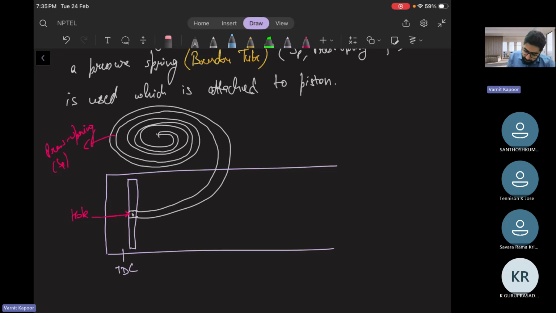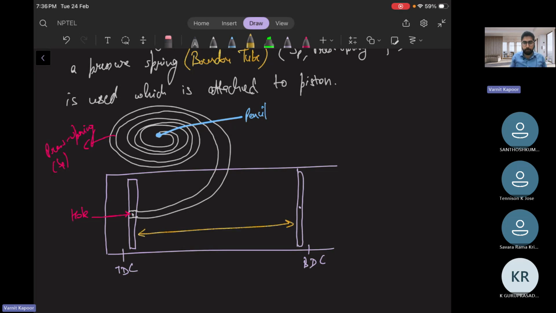Okay, there is a pencil attached here, which is in front of a white sheet or something, which will help you to make the plot, the PV diagram. So this is your pencil or marker, whatever you want to say, and the compression and suction happens between these two. To and fro movement happens for compression and suction. Sorry, compression and power stroke, exhaust, not exhaust, expansion.